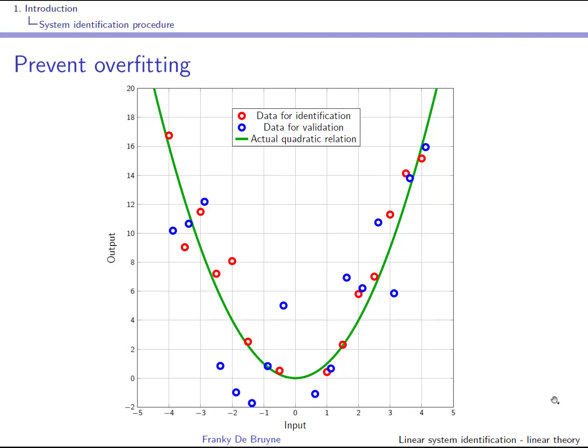So indeed, you can see here that the data set has been split in two. In red, a data set for identification purposes, and in blue, a data set for validation purposes. Here we have a static nonlinear system and the relation is quadratic. In this case you should cover the whole input range. So what has been done is to take every second point for identification and the remaining part of the dataset for validation. So the idea will be to use the dataset in red for identification.